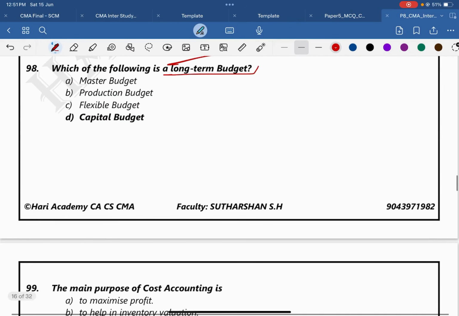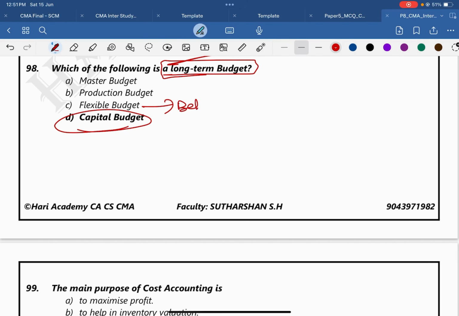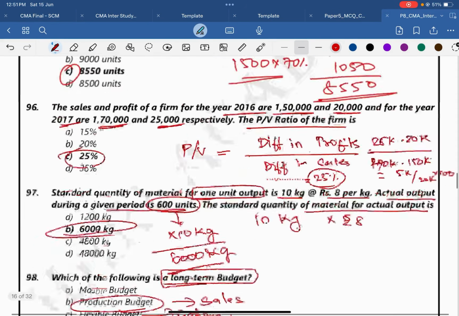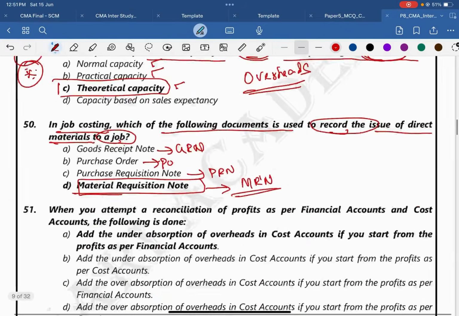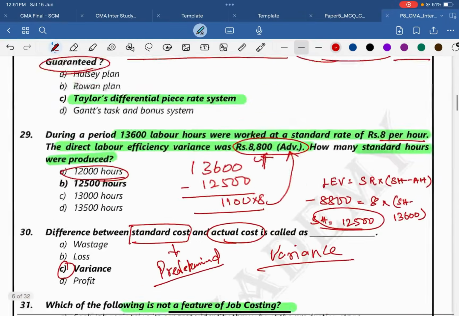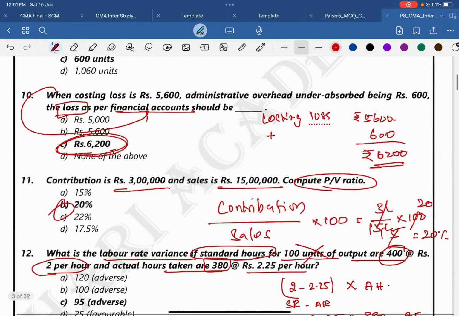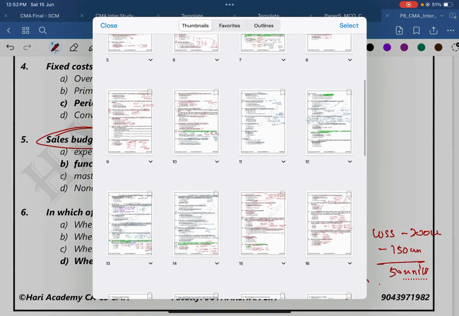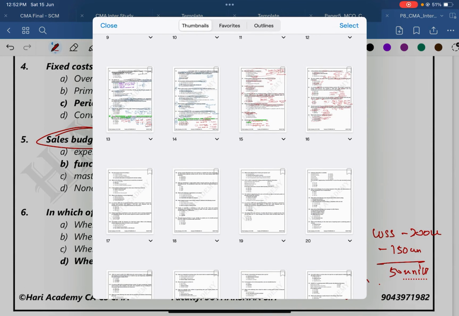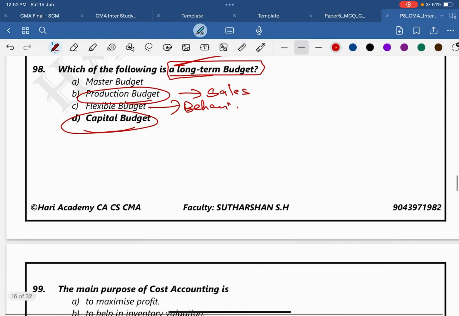Then, which one of the following is a long-term budget? What is a long-term budget? Capital budget is a long-term budget. When it is based on behavior, it is a flexible budget. When it's based on the sales budget, or the budget which we have seen in question number 4, just a minute. Yeah, sales budget is a part of the functional budget. So it is nothing but your functional budget part. Okay, production budget comes under functional budget.